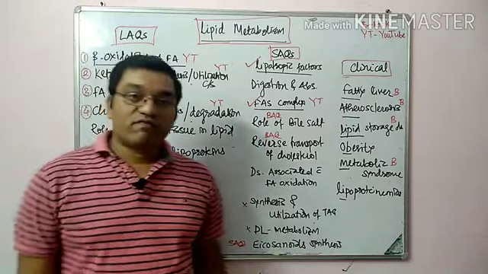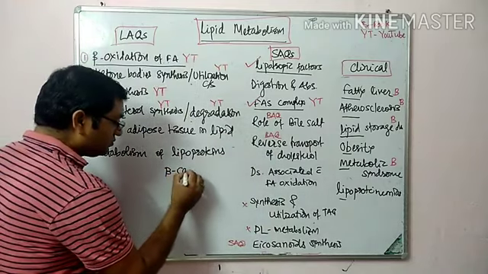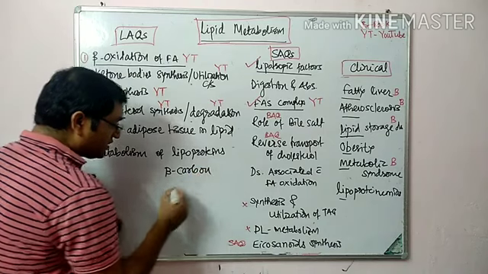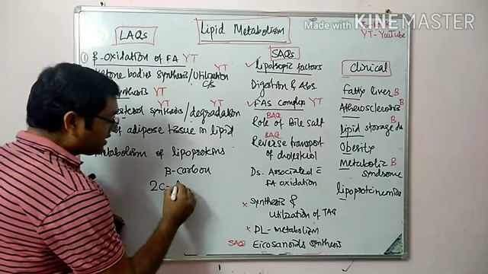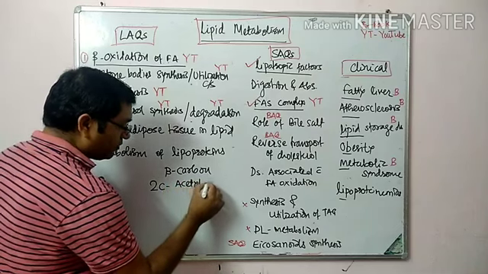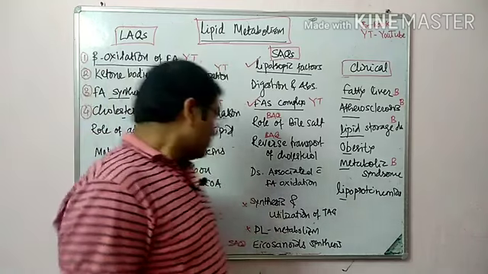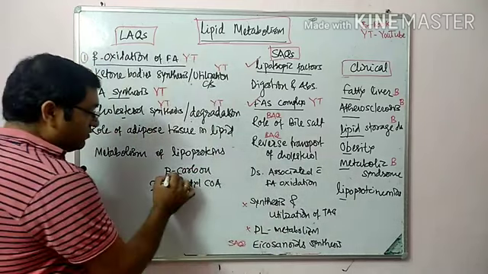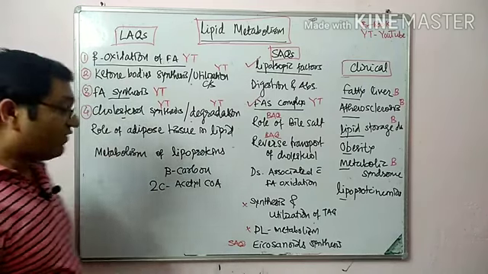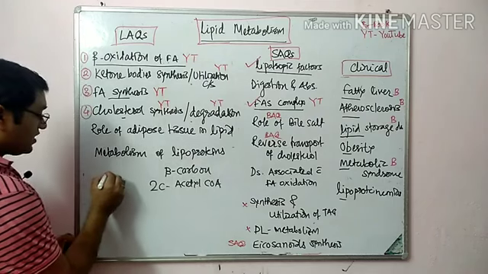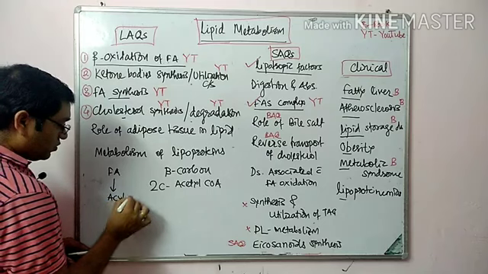In beta oxidation of fatty acid, there is oxidation at beta carbon and sequential removal of 2 carbon fragment in the form of acetyl coenzyme A. This is known as beta oxidation of fatty acid. It has 3 important steps. First step is activation of fatty acid into acyl coenzyme A.